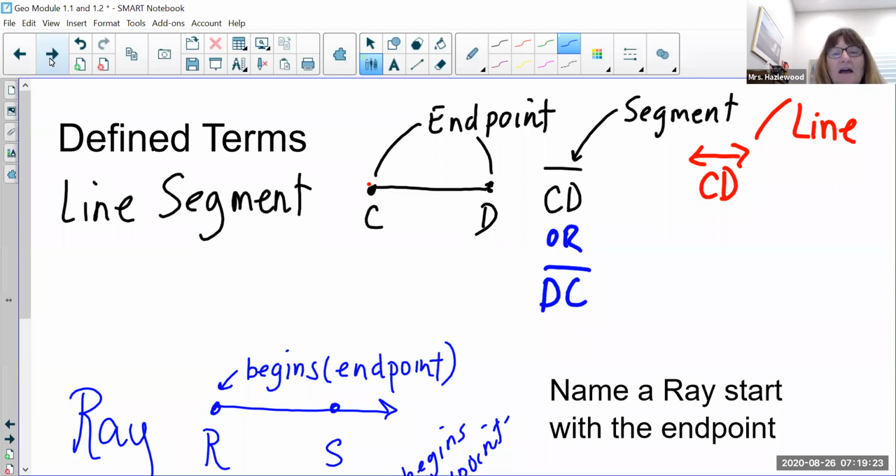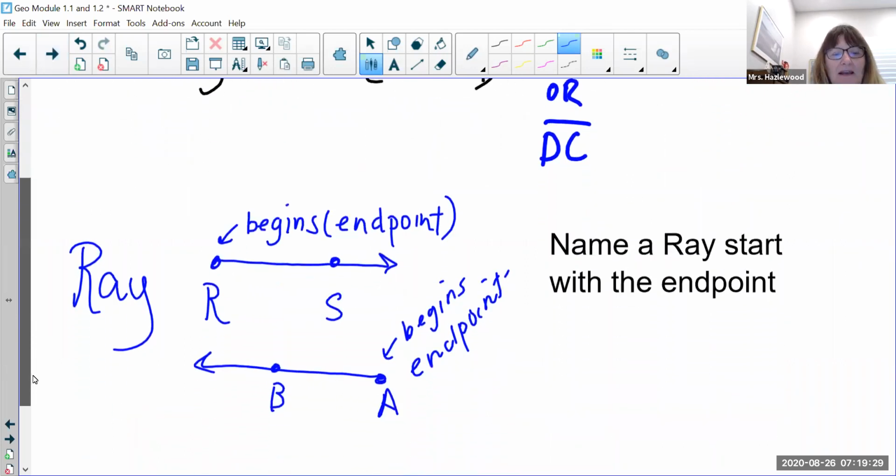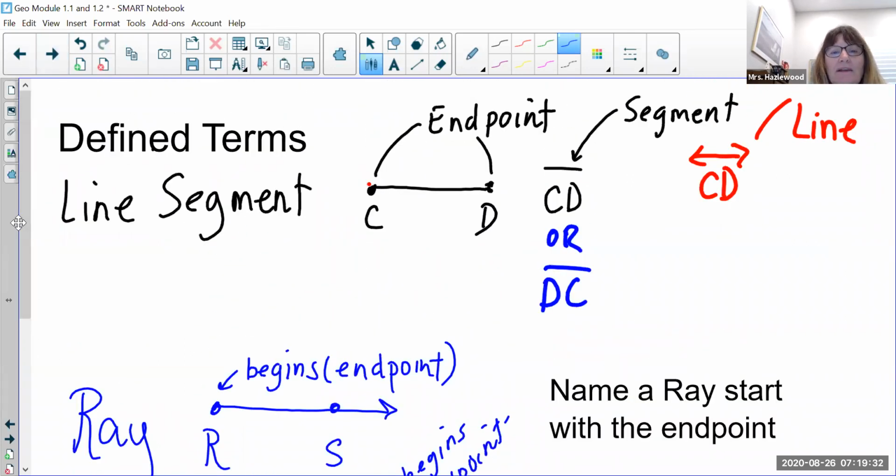Okay, so the next thing I'm going to talk about are a line segment and a ray. So a line segment is just part of the line. And so here I have segment CD, and I have endpoints right here. So here's an endpoint, and there's an endpoint. CD is just the length between these 2 points.